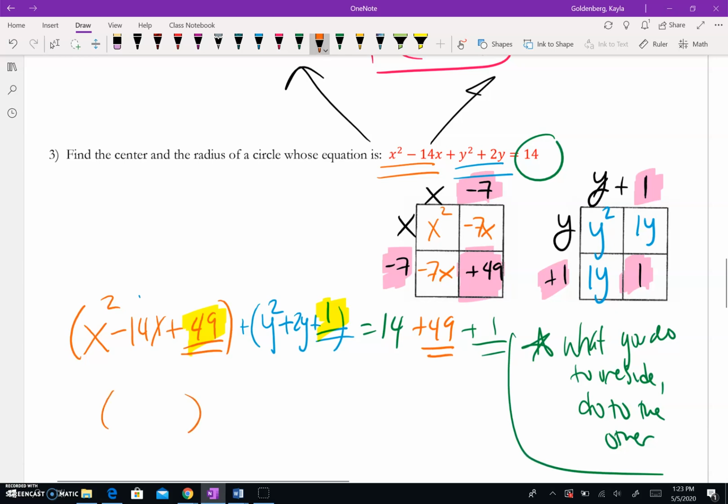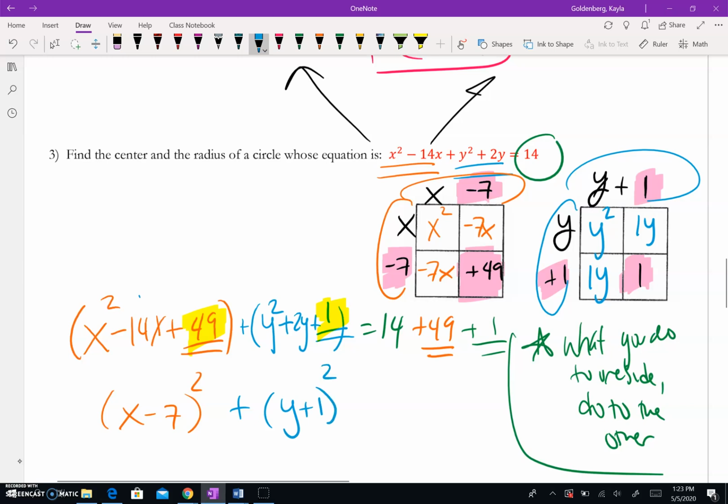So my final step is to write it all out. My orange piece, remember, if I write that in factored form, that's x minus 7 times x minus 7. So we're going to do that as x minus 7 squared. For my blue work, we're going to look back at our boxes from completing the square: y plus 1 times y plus 1, which I can write as y plus 1 squared, equals, and then you want to add all three of your plain numbers together. So 49 and 1 will be 50, plus 14 will be 64.